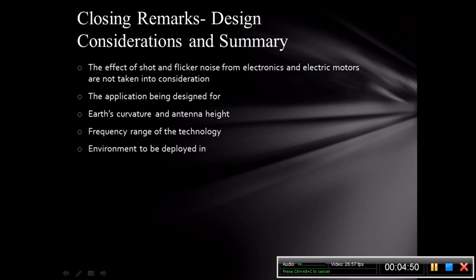Here, we now consider some factors in designing the link. Some are the application to be designed and the Earth's curvature and antenna height.